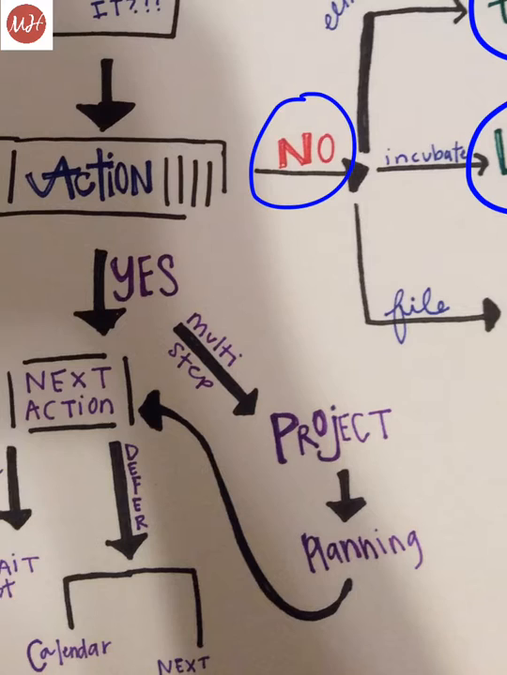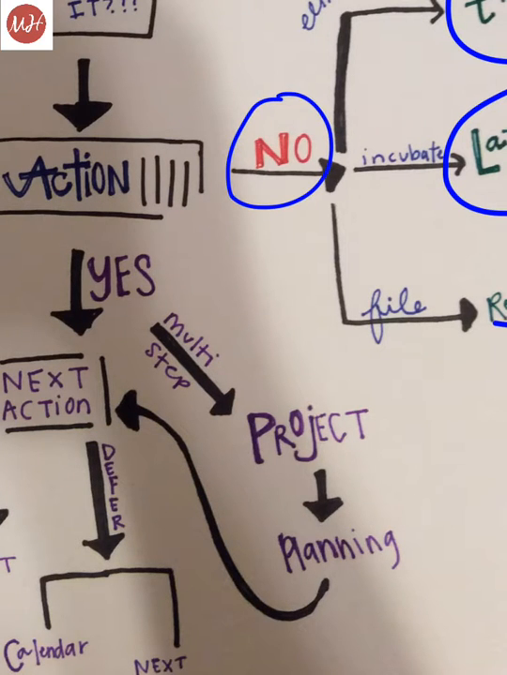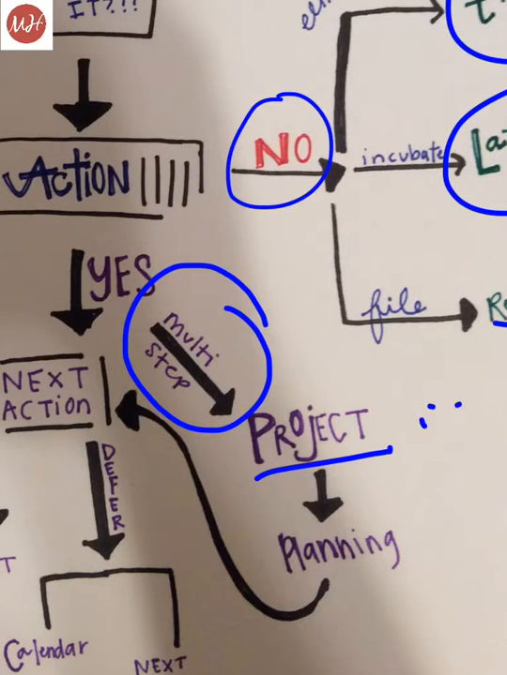So if this action has more than one step, you're going to be right here. It has more than one step, so you're going to be project. And projects are fun, right? But only if I get planning done. So a project is defined as something that has more than one step to do. And then you plan the steps of what you need to do with this project.